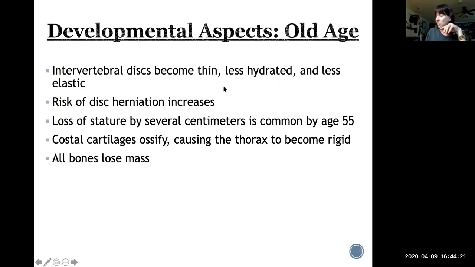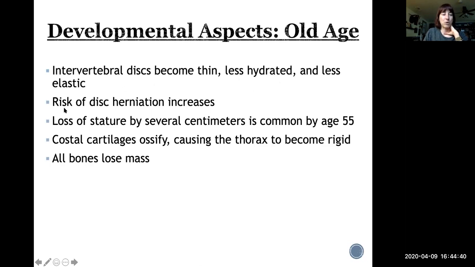And I read this in your textbook, which is really cool. When you're sleeping and the pressure comes off of your intervertebral discs, they rehydrate during that time. So when you get up in the morning, you're actually a little bit taller than when you go to bed at night, which I thought was pretty cool.